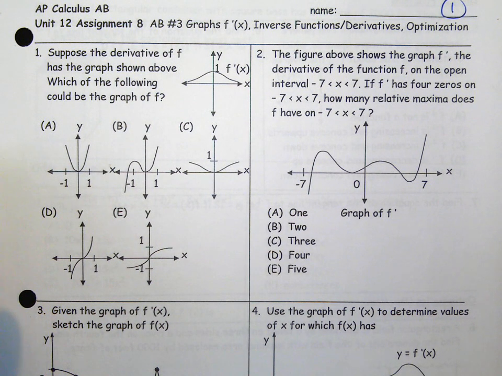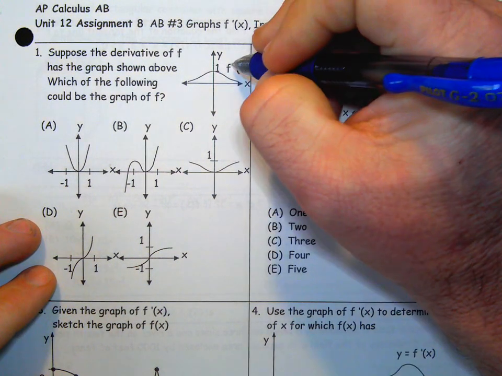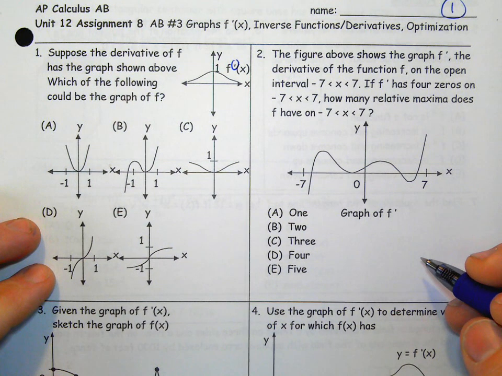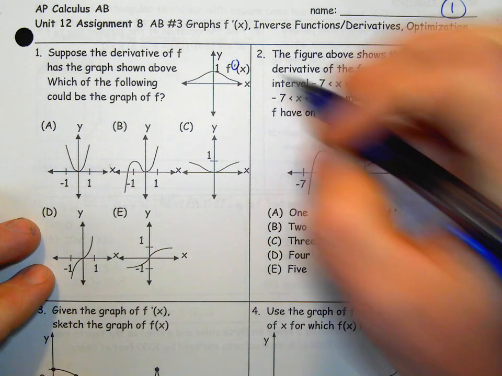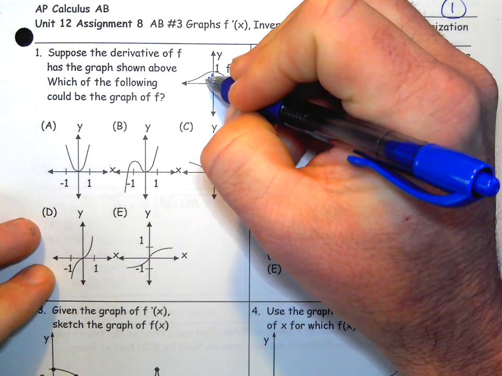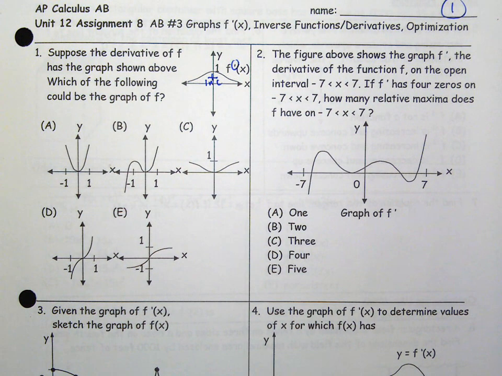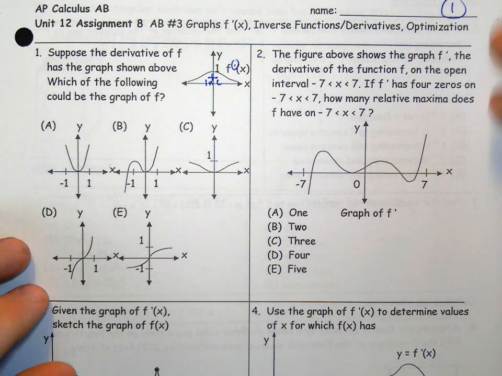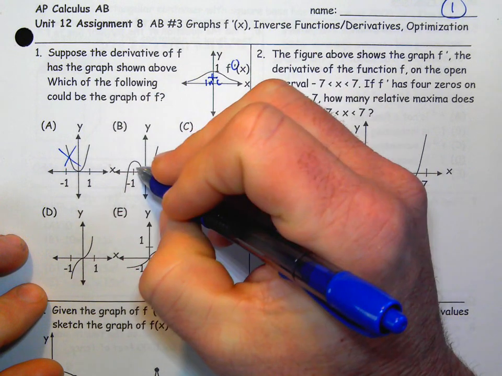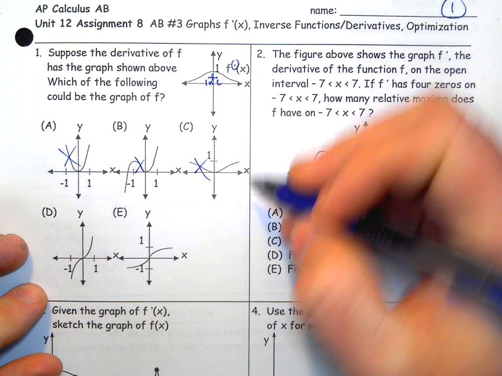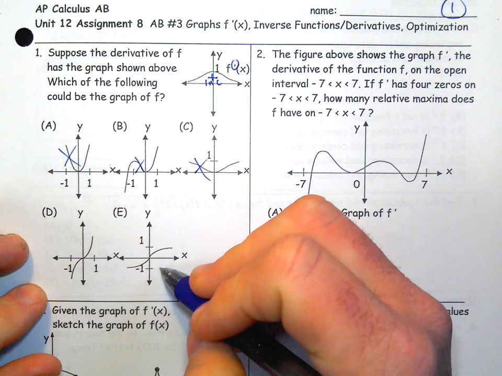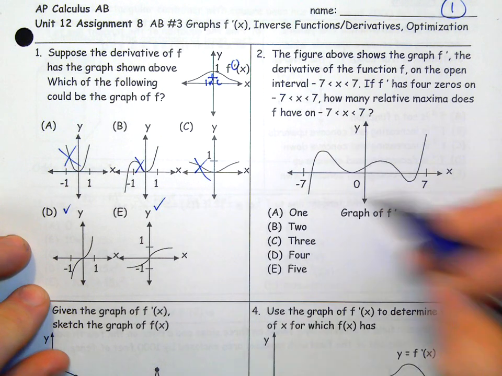Okay, so suppose the derivative of f is, so this is a graph of the derivative. Which of the following could be a graph of f? So what you need to think about is, well, this is positive everywhere. The derivative is always positive, so the graph has to be going up the whole time. This one's going down, this one's going down, this one's going down, this one's going up the whole time, this one's going up the whole time. So it's between D and E.